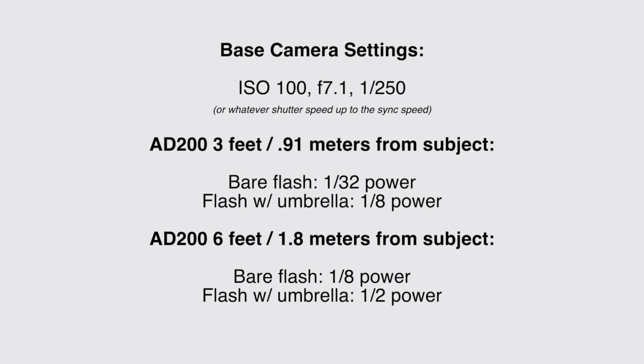At the 6 foot distances, you'd take the bare light to 1/8 power, and you'd take the umbrella light to 1/2 power. Now, let's talk about varying your camera settings. What if you vary your ISO or your aperture? This is super easy to adjust for because all you have to do is figure out how many stops you've adjusted your settings and then adjust your light to counter that.